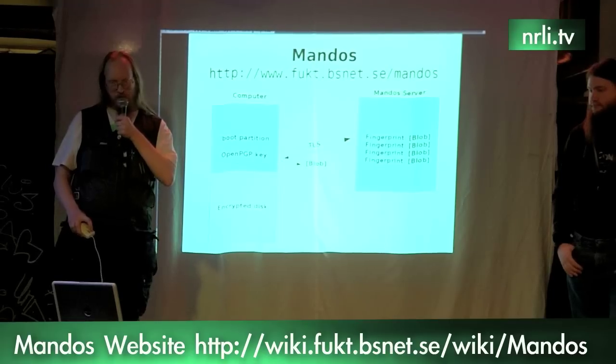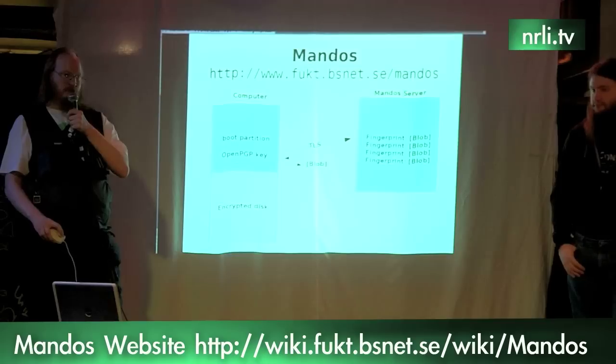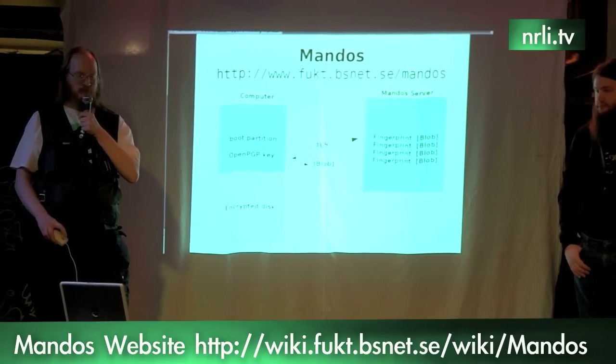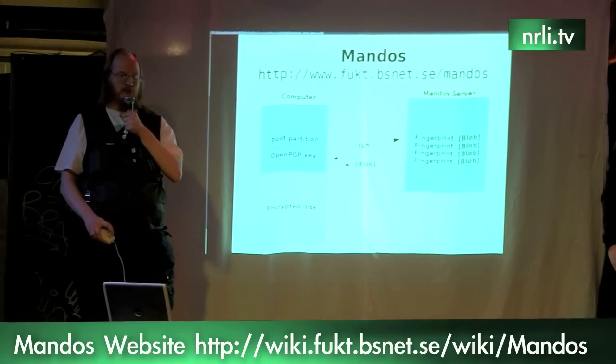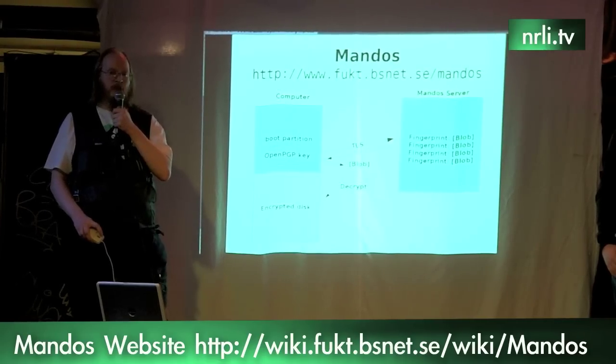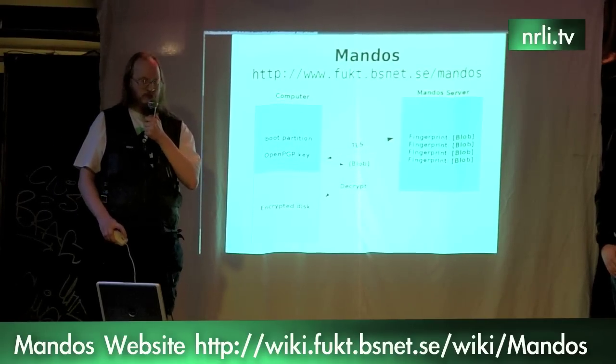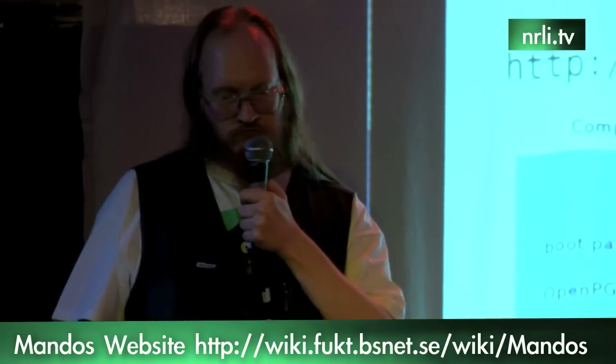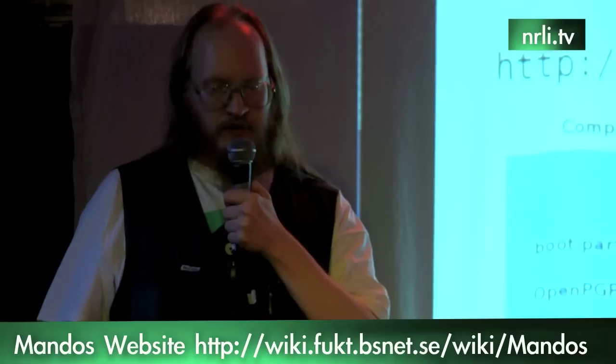So, the OpenPGP key then is used to decrypt this blob into a password, and the password is then used to decrypt the encrypted hard drive, which is the real hard drive, which is used for the rest of the system. So yeah, that's the basic design.